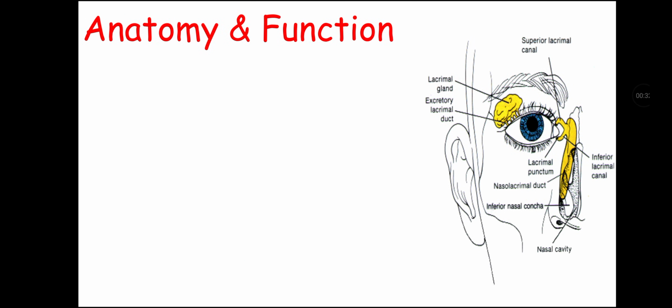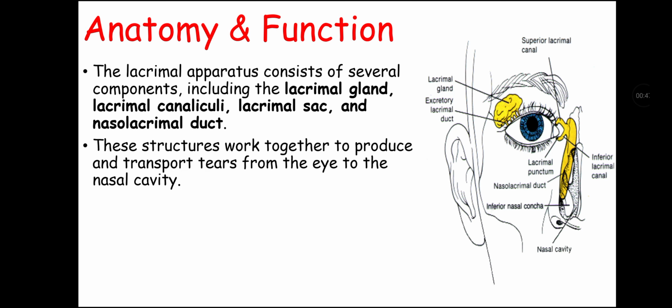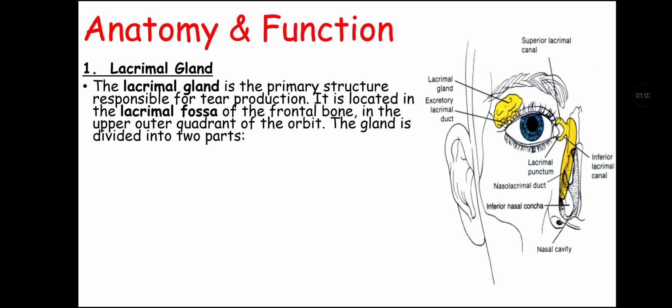Now let's talk about anatomy and function of the lacrimal apparatus. Lacrimal apparatus consists of several components including the lacrimal gland, lacrimal canaliculi, lacrimal sac and nasolacrimal duct. So these are the main components of the lacrimal apparatus, and these structures work together to produce and transport tears from the eye to the nasal cavity. These include lacrimal gland, lacrimal punctum and canaliculi, lacrimal sac and nasolacrimal duct, and we will talk about them one by one. First we will talk about lacrimal gland.